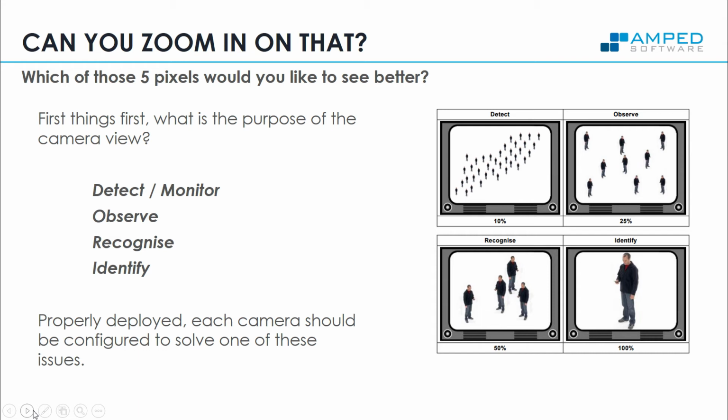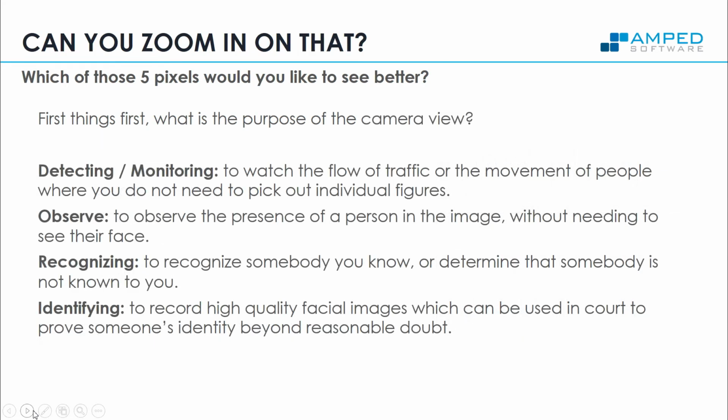So wherever you're deploying cameras, each one should have one of these 4 purposes, right? The camera that's overlooking the entirety of the parking lot at the big box store is a monitoring camera, a detect camera, as an example. And so those types of cameras, the monitoring and detecting, they're there for traffic flow. They're there for the movement of people, when I don't need to know individualization of things, just flow of things, right?